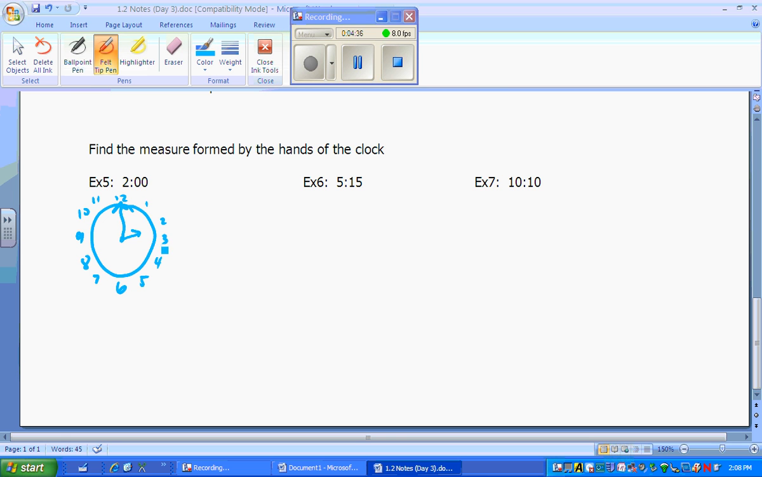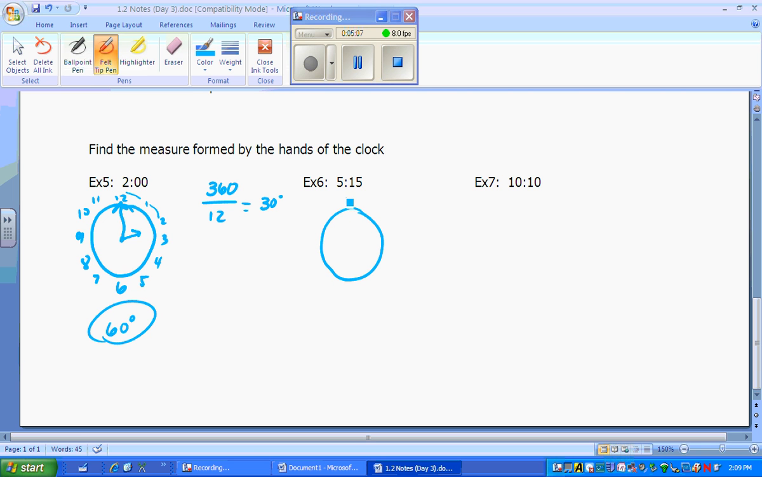Well, you should know that in a circle, there's 360 degrees. There is how many numbers on a clock? 12. So if you take 360 and divide it by 12, you will learn that there is 30 degrees between each set of numbers. Well, if the big hand's at the 12 and it's also at the 2, you have 30 degrees here and 30 degrees here. So at 2 o'clock, the hands make 60 degree angle.